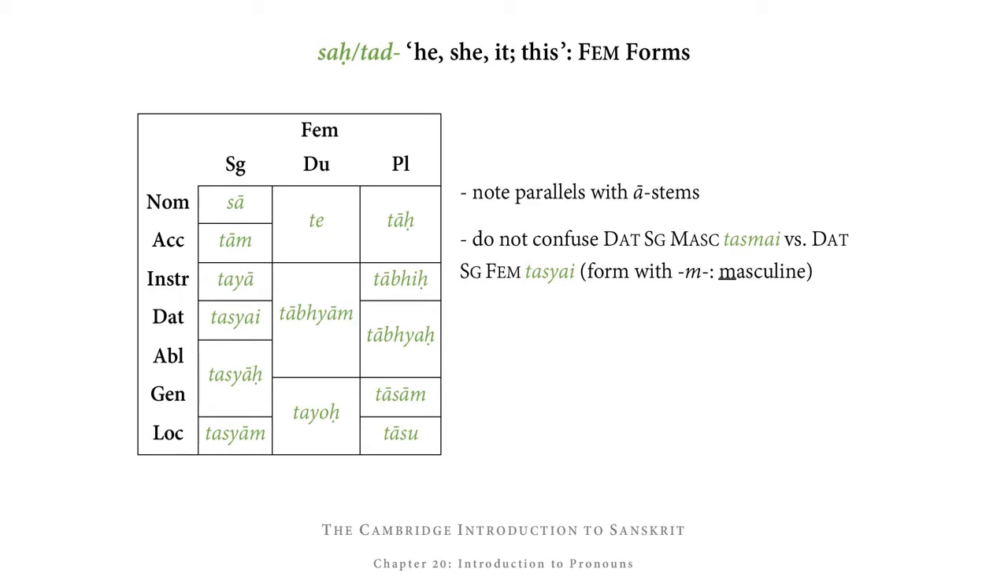Two forms that are very easy to confuse are the dative singular tasyai and its masculine and neuter counterpart tasmai. One way of keeping them apart, or one way of remembering which one is which, is to remember that the form with the M, namely tasmai, is masculine.